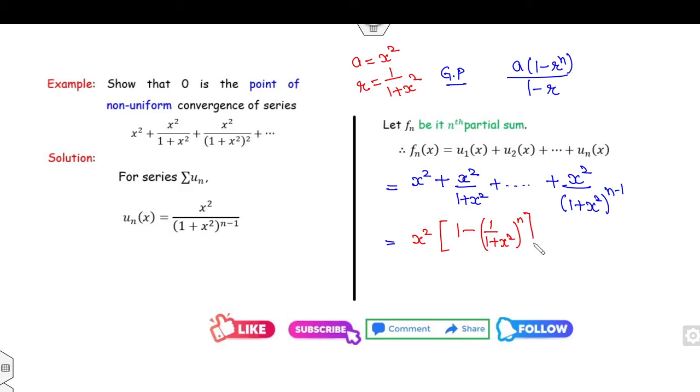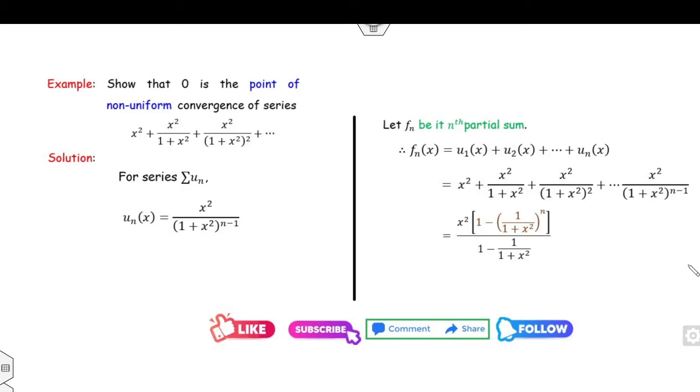There are n terms divided by 1 minus r. Now if you take the LCM, clearly 1 will be cancelled, x square will be cancelled. The expression becomes 1 plus x square into 1 minus (1 plus x square) raised to power n. So this is the expression of this Fn(x).